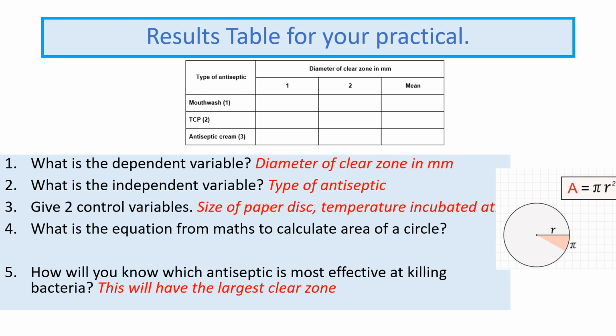The equation for area, which you need to know for maths GCSE as well, is here. And you will also need to know which one has the largest effect. So it's the one with the largest clear zone. Don't make the mistake of getting radius and diameter muddled up. So my suggestion is you measure the diameter and halve it to get a better measurement. And obviously you will need a ruler in the exam.